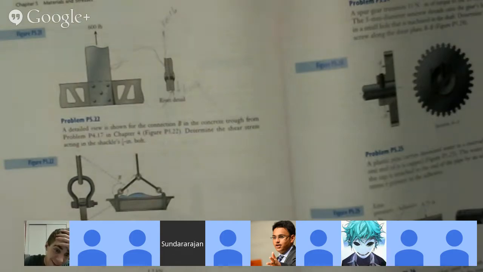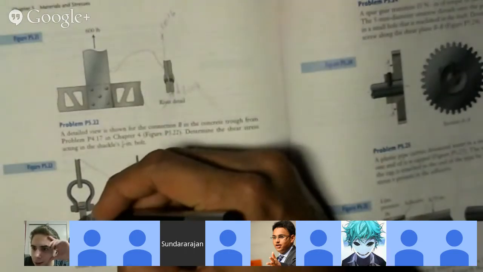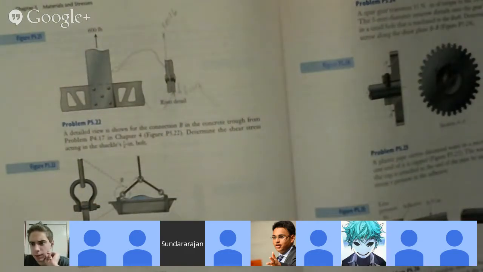Okay, so shear is always when it's perpendicular, you said? No, shear is when it's parallel, like this. Okay. So in the case of the rope, it's tensile because why?